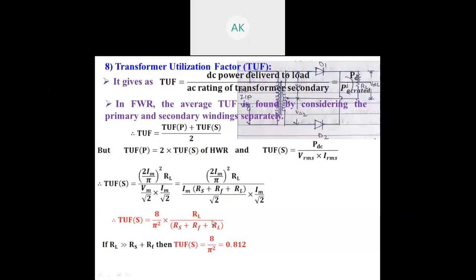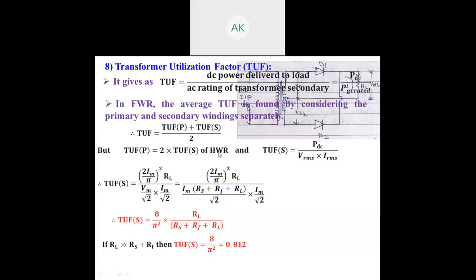If we consider that RL is much greater than Rs plus the internal resistance of the transformer secondary and the diode, finally TUF of a secondary is equal to 8 divided by pi square, which is 0.812. This is the TUF of the transformer secondary of a full wave rectifier. Already we have found the TUF of a primary. What is the TUF of a primary? It is 2 times the TUF of a half wave rectifier.